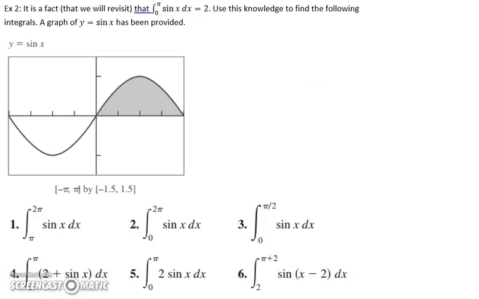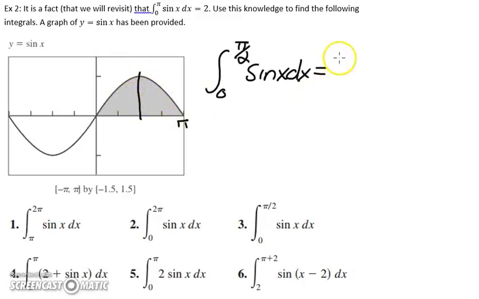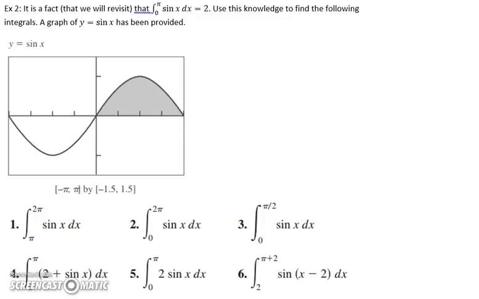Looking at number 3, the integral from 0 to pi over 2 of sine of x dx. So it's only going to be half of this, right? If this here is pi, here's pi over 2. These pieces are symmetric, so if this whole thing is 2, that should be 1. So hopefully you did well on those two. Let's look at number 4.